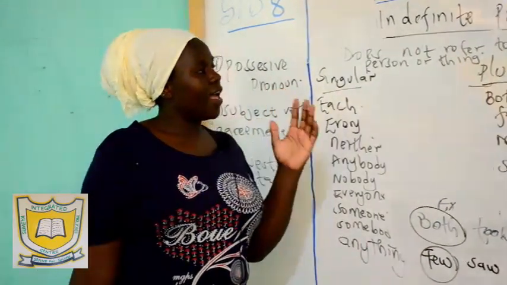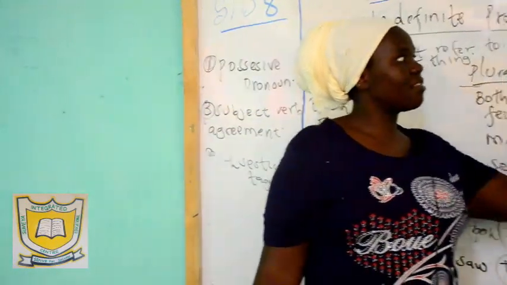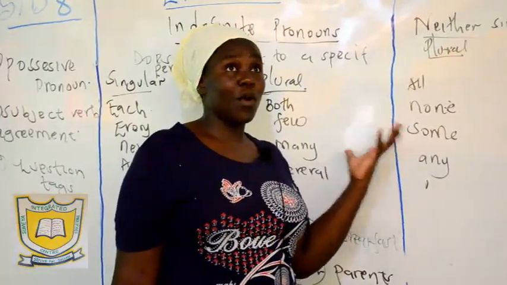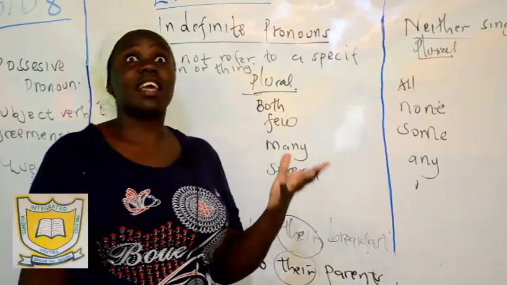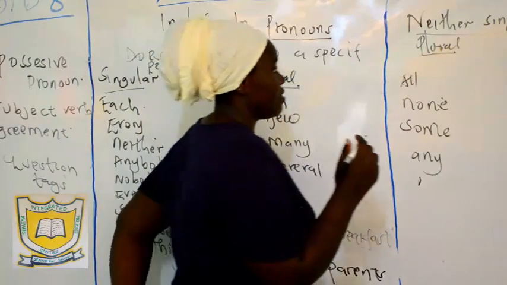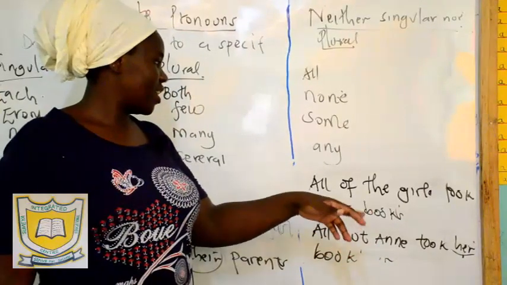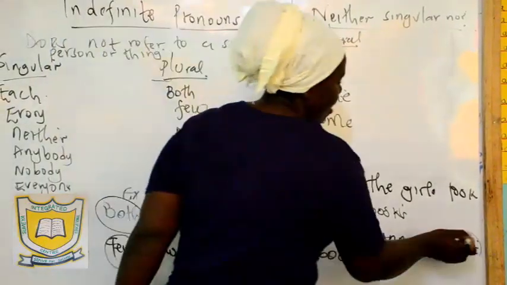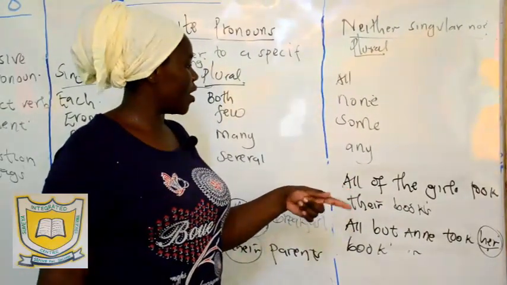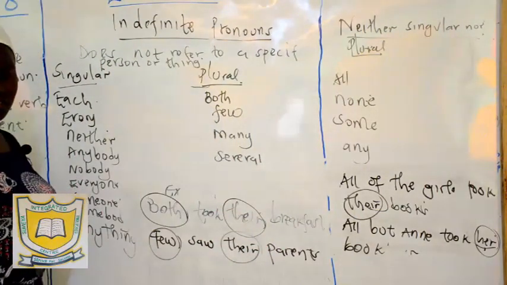Now, when it comes to this, if they are neither singular nor plural, they can be used with both. They can take singular possessive pronouns, or they can take plural possessive pronouns. Look at the example in my sentence. We say, all but Anne took her book. So I have her in my sentence, which is a singular possessive pronoun, and then I have their, which is what? A plural possessive pronoun.